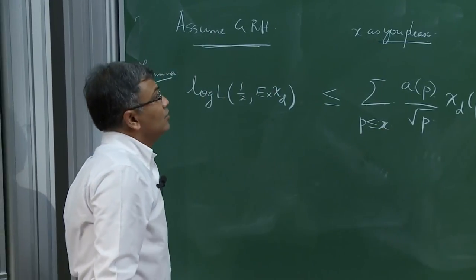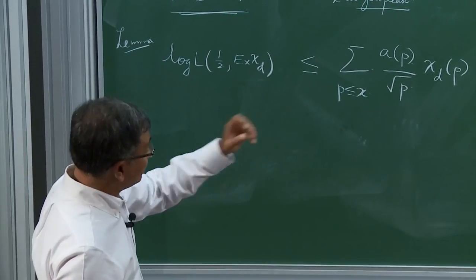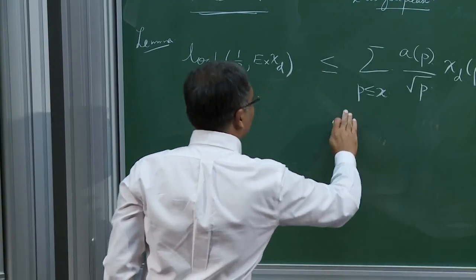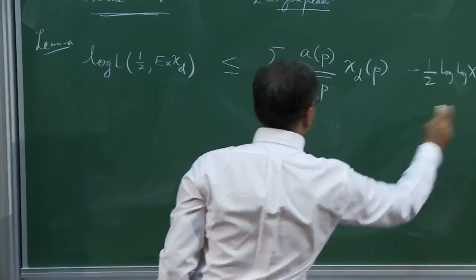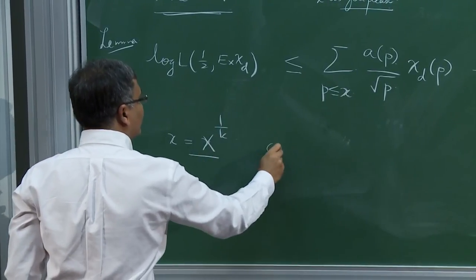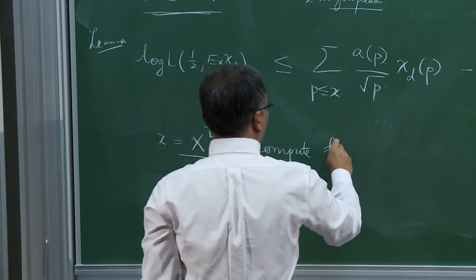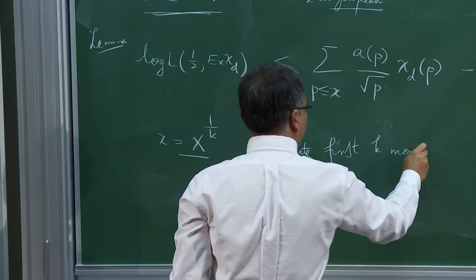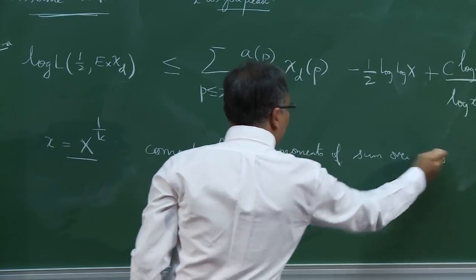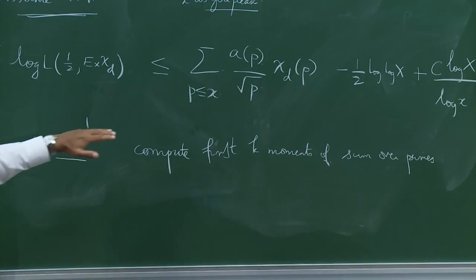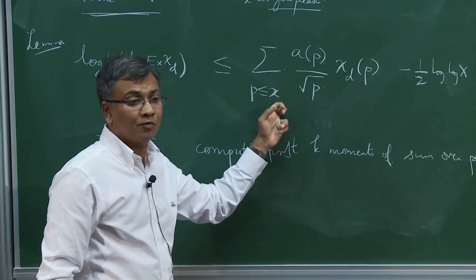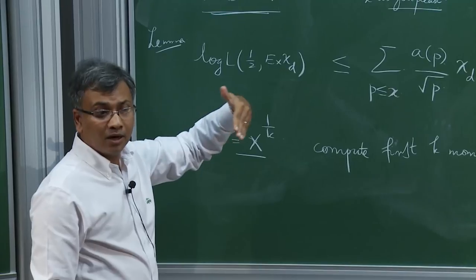Okay, so now you want to find an analog of this Brun-Sieve argument, and there are two things. One is that you can just take x to be some small power. If x is like capital X to the 1 over k, then you can compute the first k moments of this sum. So by choosing little x small enough, you can compute as much as you want about this, and then you can make precise a uniform version of the Selberg type central limit theorems.